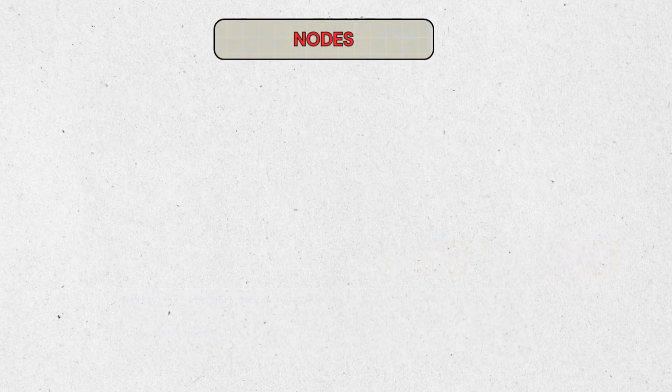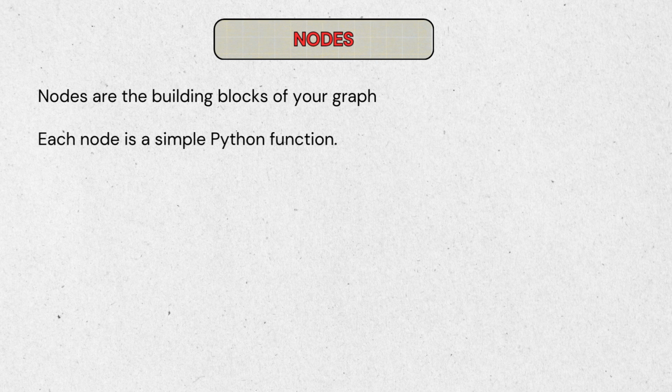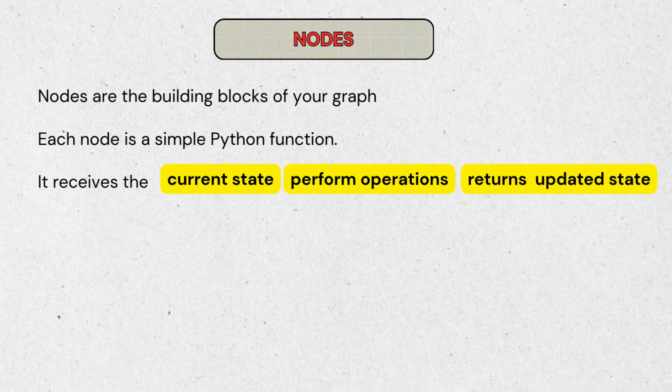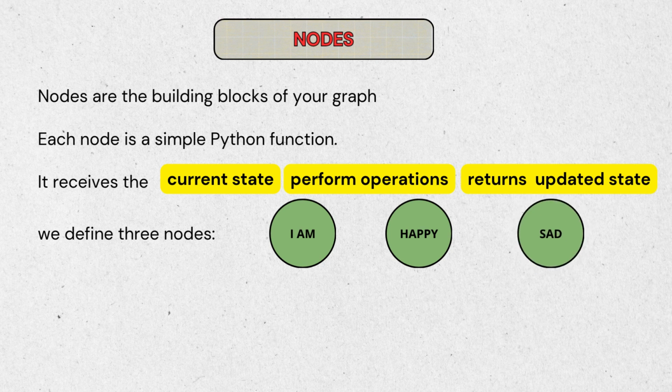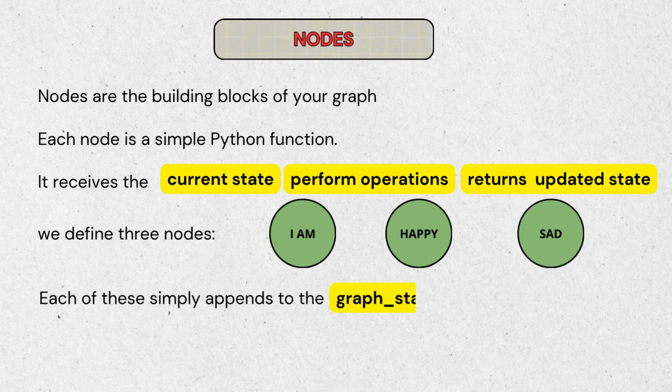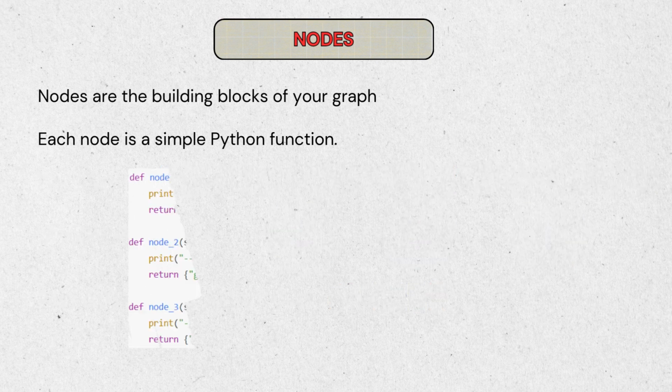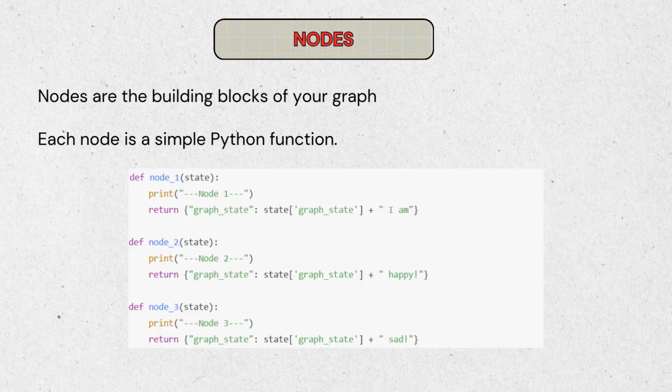Next are the nodes. Nodes are the building blocks of your graph. Each node is a simple Python function. It receives the current state, performs an operation, and returns an updated version of the state. In our graph, we define three nodes. The first node adds "I am," the second node adds "happy," and the third node adds "sad." Each of these simply appends to the graph_state string. Let me show you how those node functions look in code.